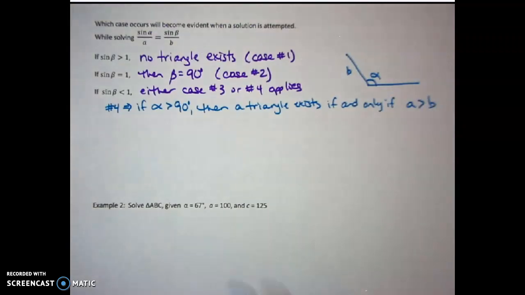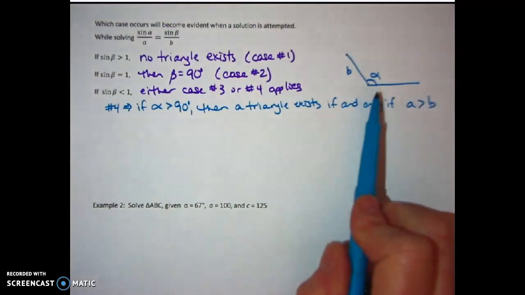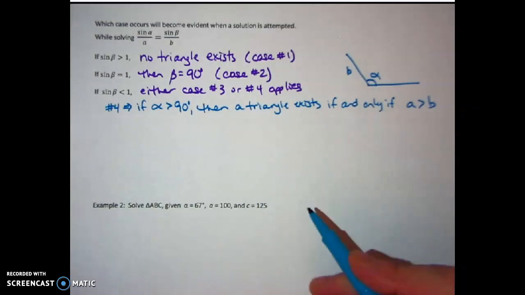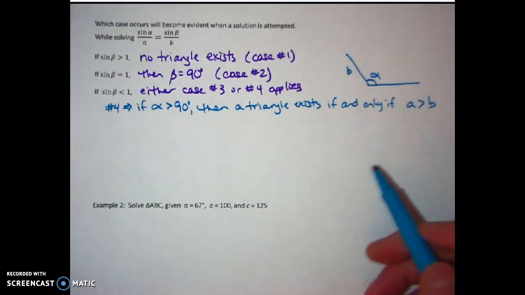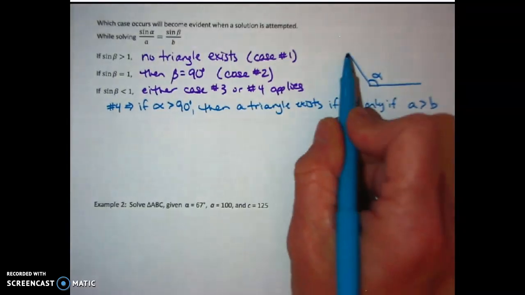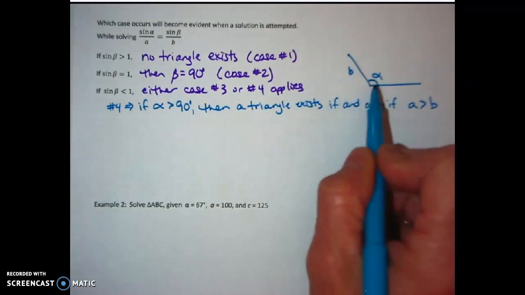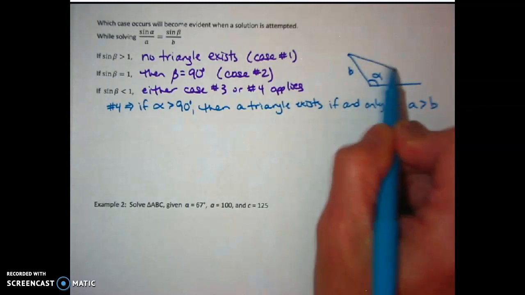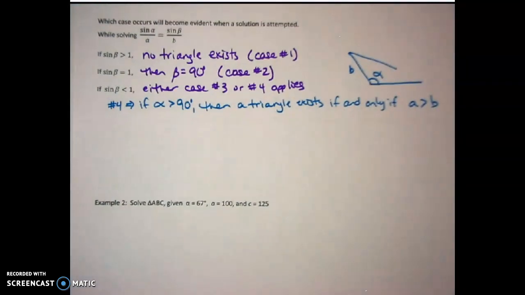For case number 4, if alpha is greater than 90 degrees, then a triangle can only exist if and only if side A is bigger than side B. So here I have the example drawn. If this is my side B, side A is opposite angle alpha, this would obviously have to be longer than side B in order for a triangle to exist.